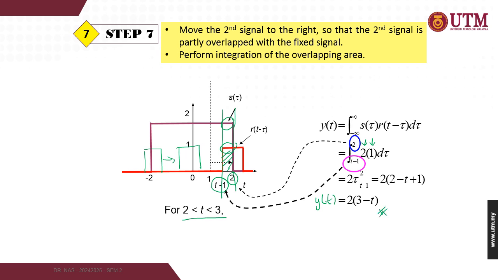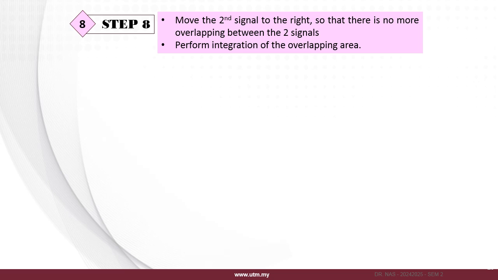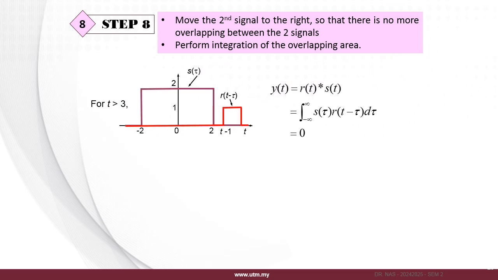Finally, move the second signal again far to the right until there is no more overlapping between the two signals. The signal moves from partly overlapping to no overlapping. When the second signal is positioned here, there's no overlapping between the first and second signal, so obviously the integration yields 0.